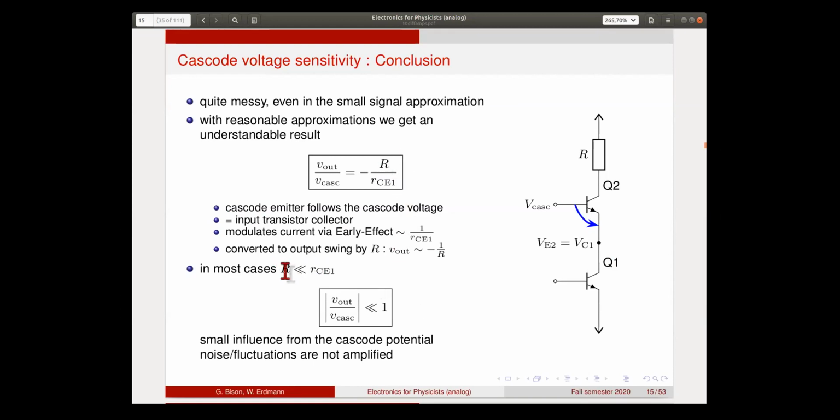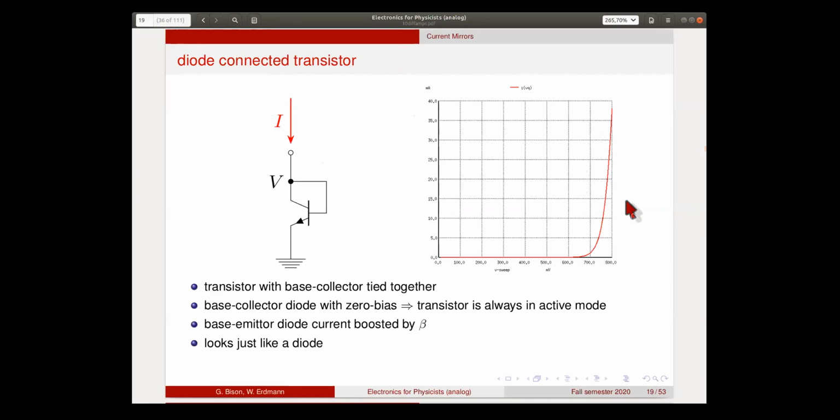And since for most realistic configurations, this R is much less than the output resistance of this transistor, we come to the point that the output voltage is affected only very little by the cascode voltage. Okay, so this is a good thing, because it means that we don't need to fear that any perturbations on the cascode are multiplied, or any noise that comes from here destroys the properties of our amplifier. Okay, so much for the cascode.